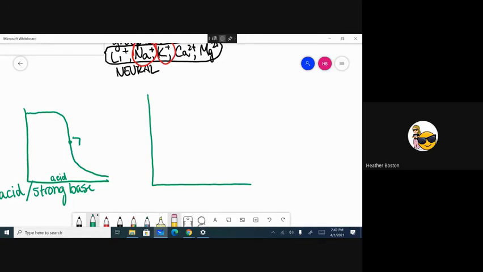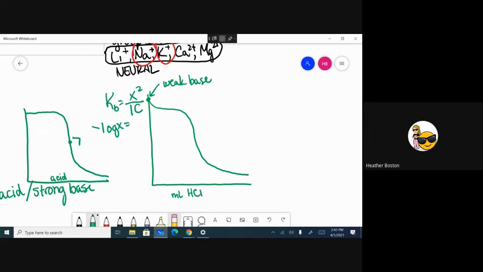If you take a weak base and titrate it with a strong acid, like HCl, you'll have a pH up here. This will be a weak base problem. And we'll do the same thing. Kb equals x squared over initial concentration. Negative log of x gives you the pOH. And you get the pH by taking 14 minus the pOH.